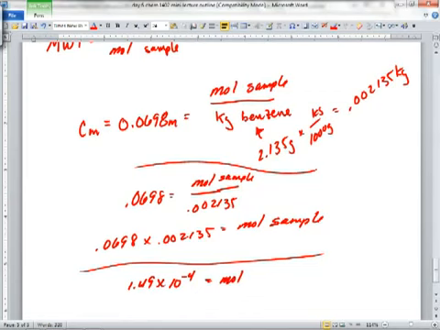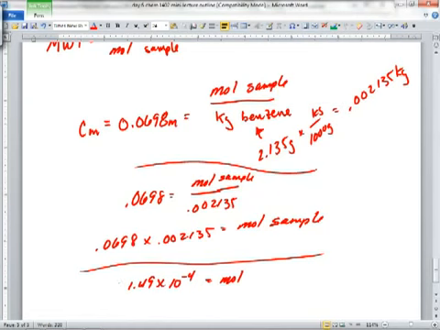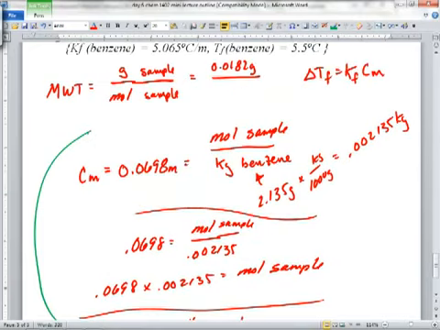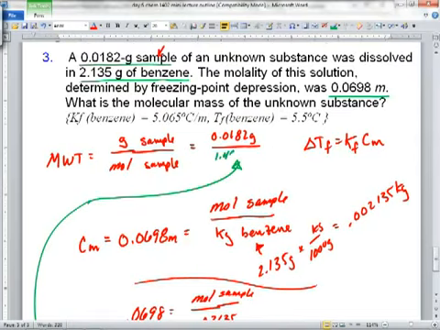Okay, now we can plug that number all the way back in up here, and we should get our molar mass. All right, 1.49 times 10 to the negative 4. And what did you get? Anybody get an answer? About 122?